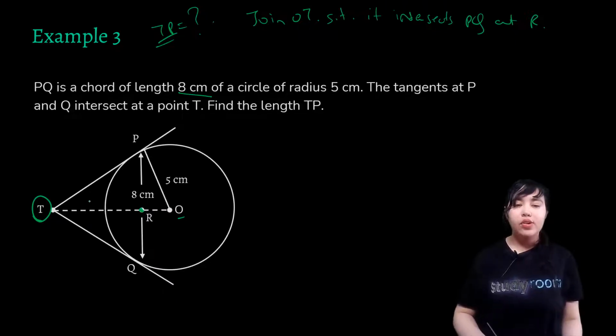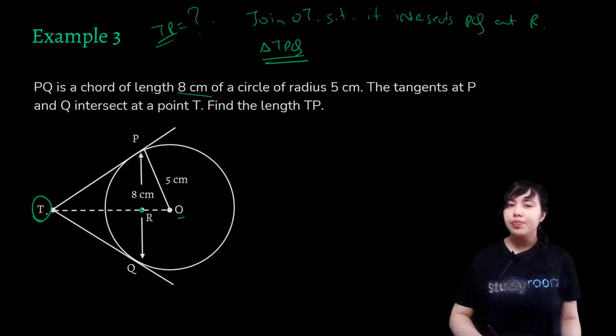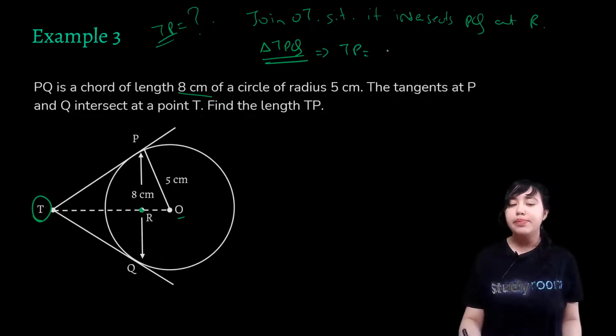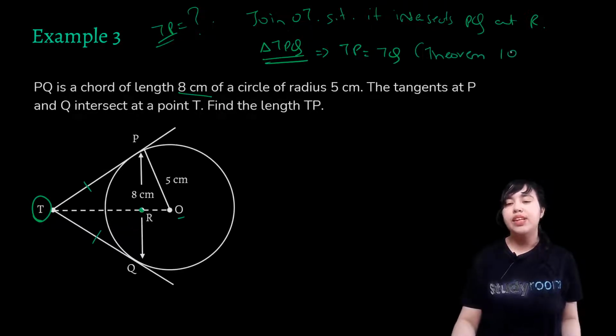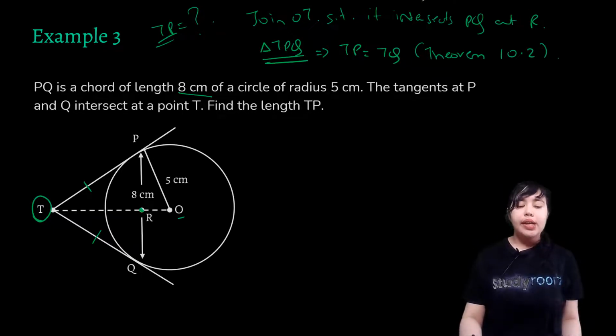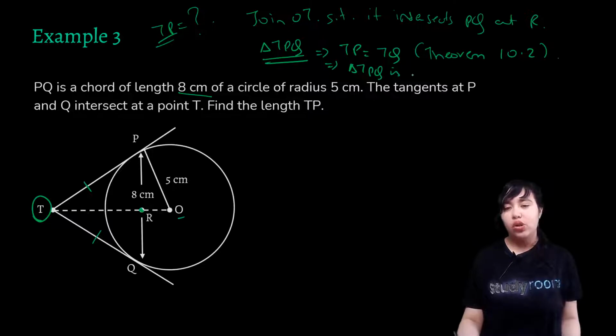Then if you look at triangle TPQ, here we see that T is an external point. How many tangents are we drawing? 2, TP and TQ. What can you say about the lengths? We can see that TP and TQ are equal in length. That is not what I am saying; that is being said by theorem 10.2. So we can say that this triangle TPQ is isosceles. If 2 sides of a triangle are equal, the triangle becomes isosceles.